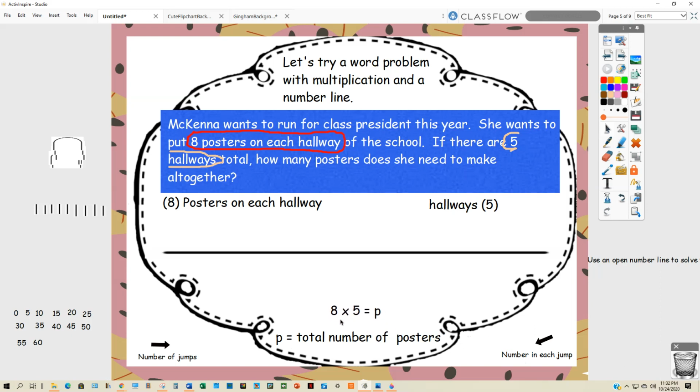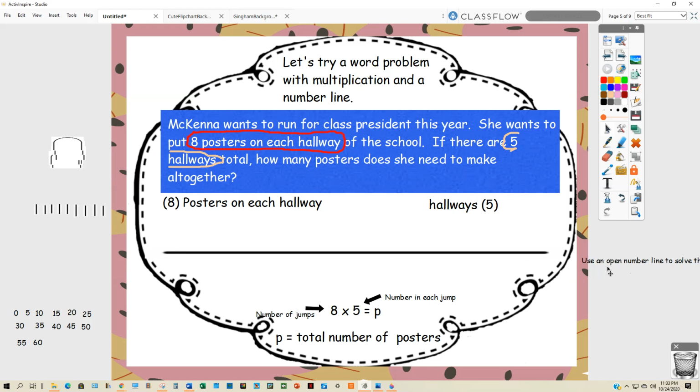I know that there are 8 groups. And in every group, there's going to be 5 items. In this case, there are 8 posters, and every 8 posters goes on a hallway. So my first number is going to give me the number of jumps. My second number is going to tell me the number inside of each jump.